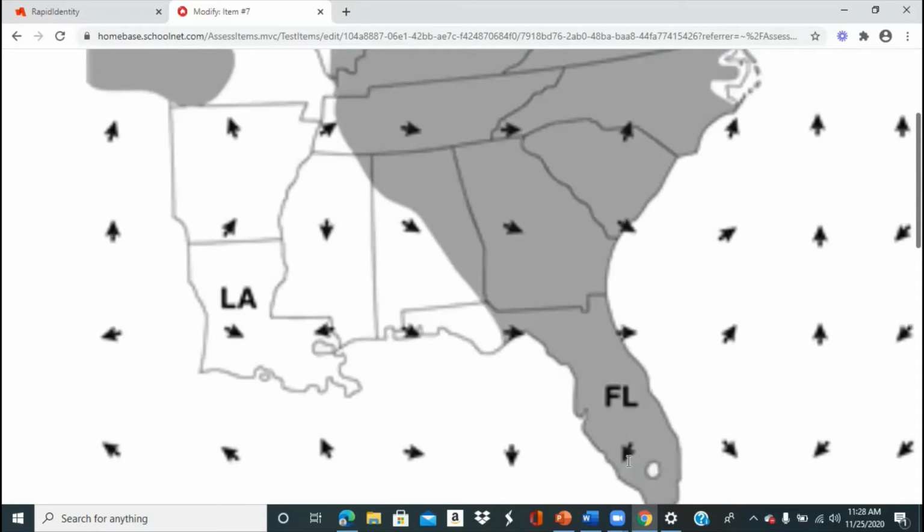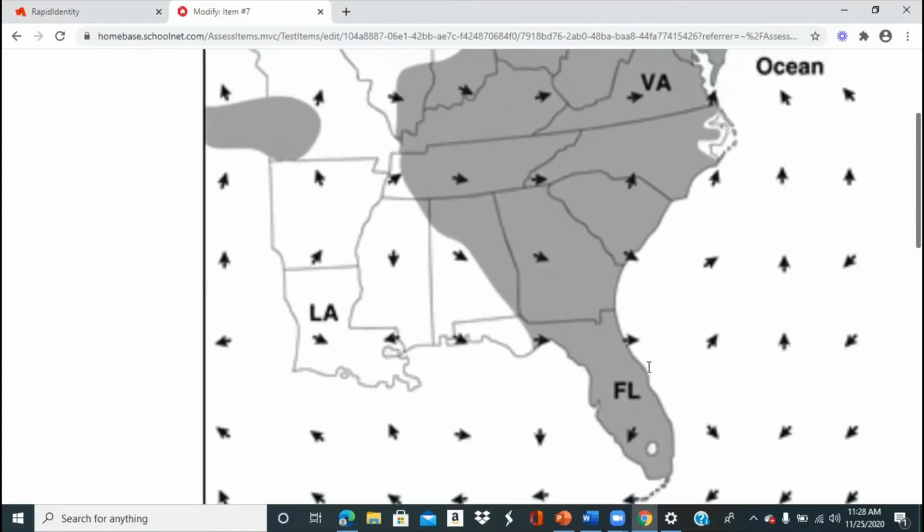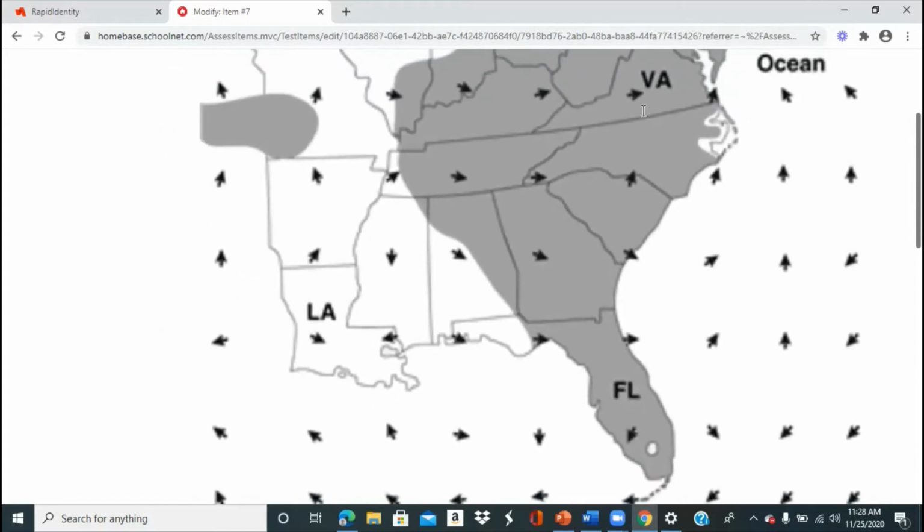So we're looking for the wind that blows from the Atlantic Ocean going to the land. This is kind of like the opposite of what we're looking for, because the wind from Florida is moving towards the Atlantic Ocean. So Florida is a distractor. So we go to the next one, Virginia.